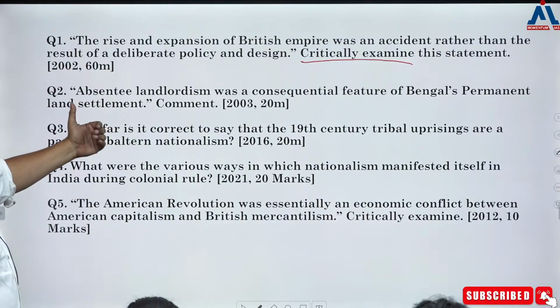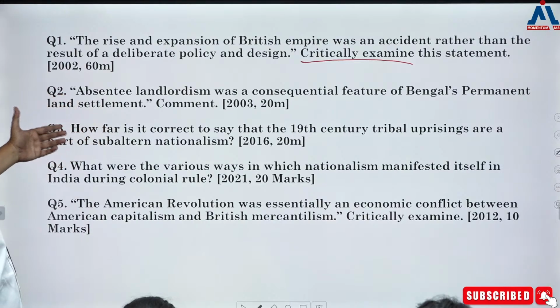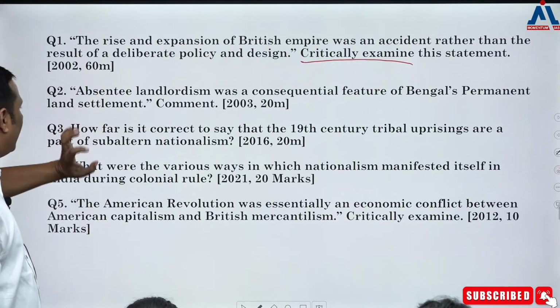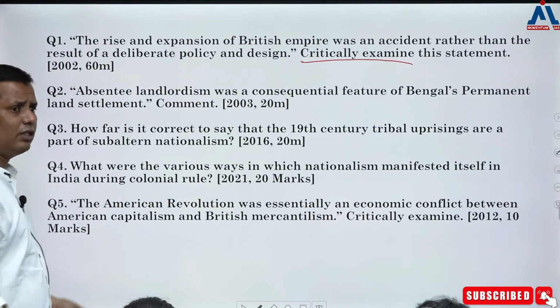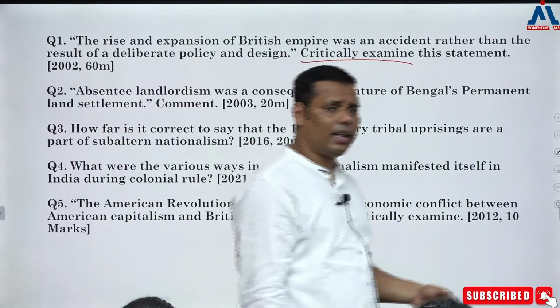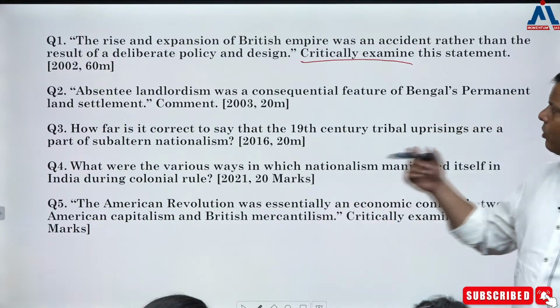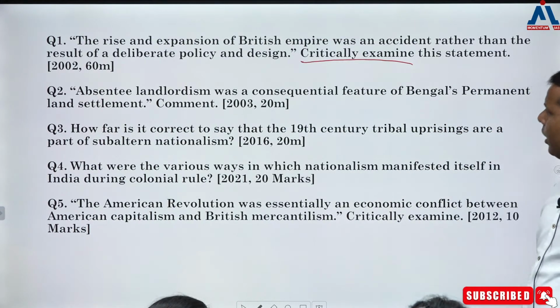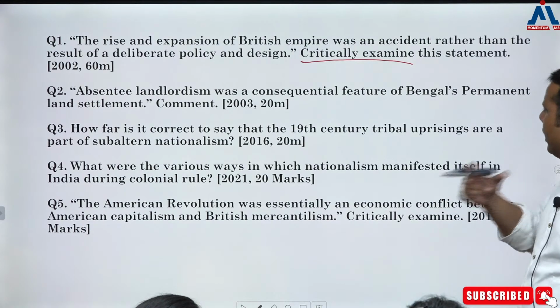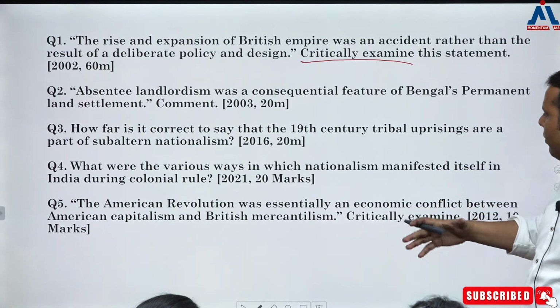Absentee landlordism was a consequential feature of Bengal's permanent land settlement. That's also a question which is basically a debate, and there are several historians like Rajat Ray, Ratnalekha Ray, who have been trying to discuss absentee landlordism and which class is coming to capture it. So this is how even in paper 2 also you can find this question.